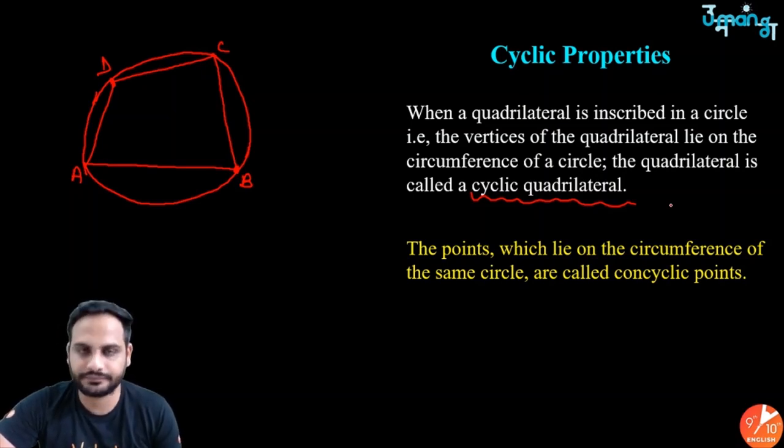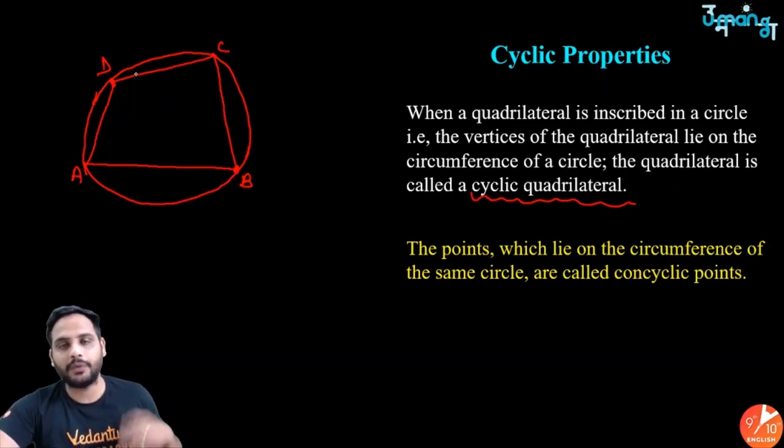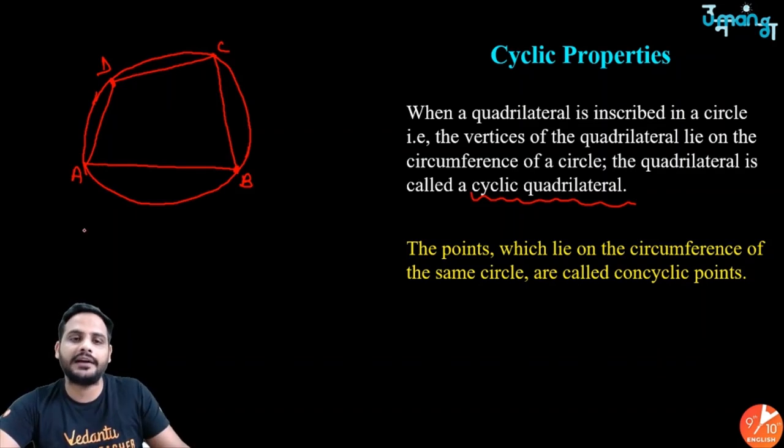The points which lie on the circumference of the same circle are called concyclic points. That means A, B, C, D, since they are lying on the circumference of the same circle, will be concyclic points. Now, the important property about the cyclic quadrilateral is that the opposite angles are supplementary.